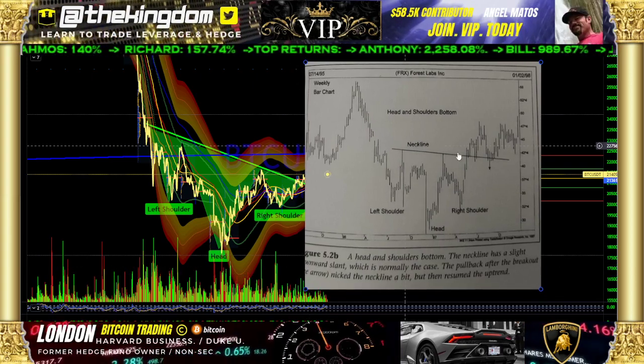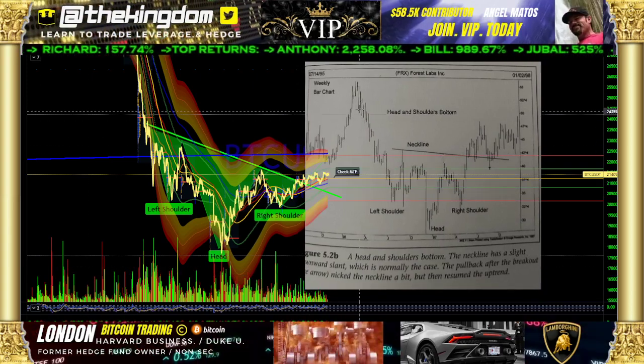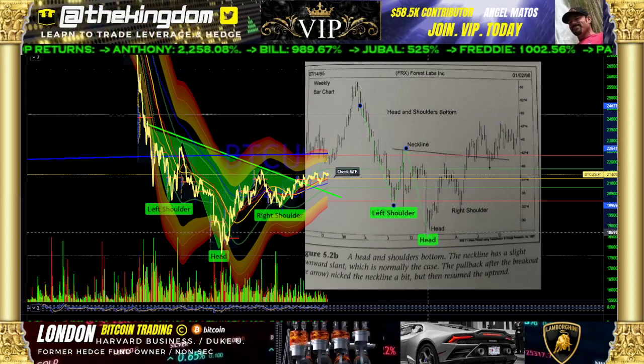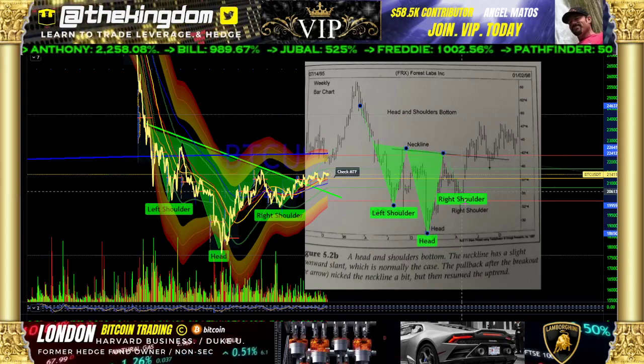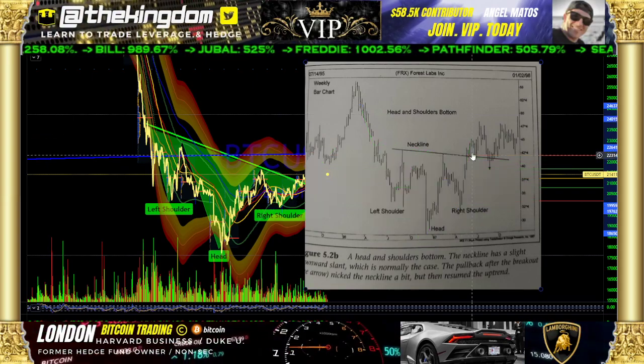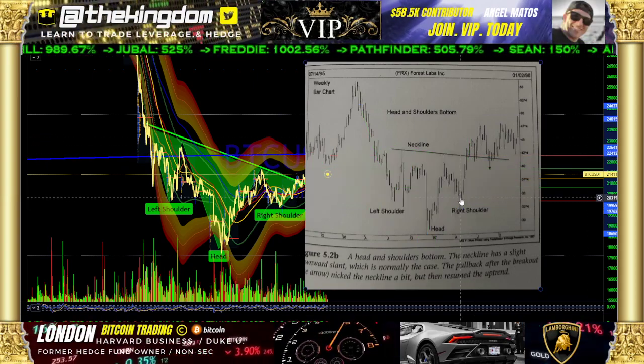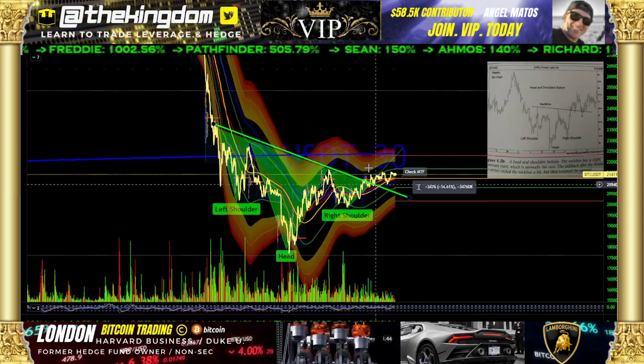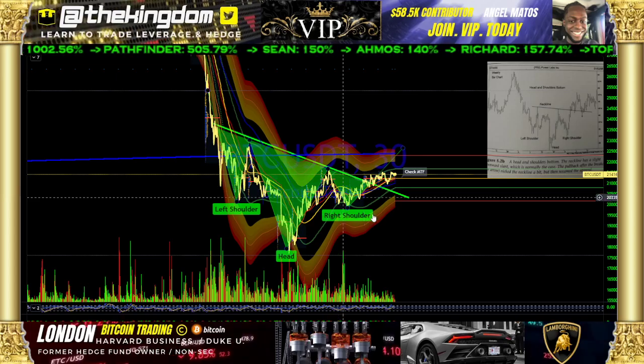You'll see the neckline right in this area. You understand the classic definition would require the left shoulder up to the neckline, down to the head, up to the neckline, and then to the right shoulder. Boom, with a breakout up and over that neckline. That's what's technically required. Now, as we apply this to the Bitcoin chart, we see the left shoulder, we see the head, we see the right shoulder.